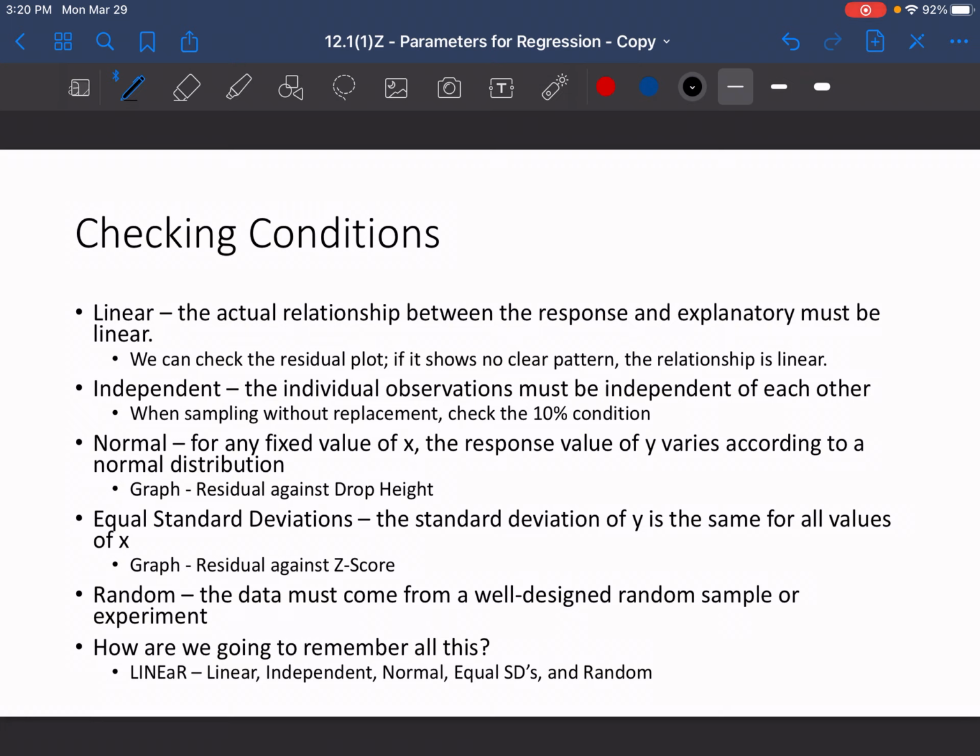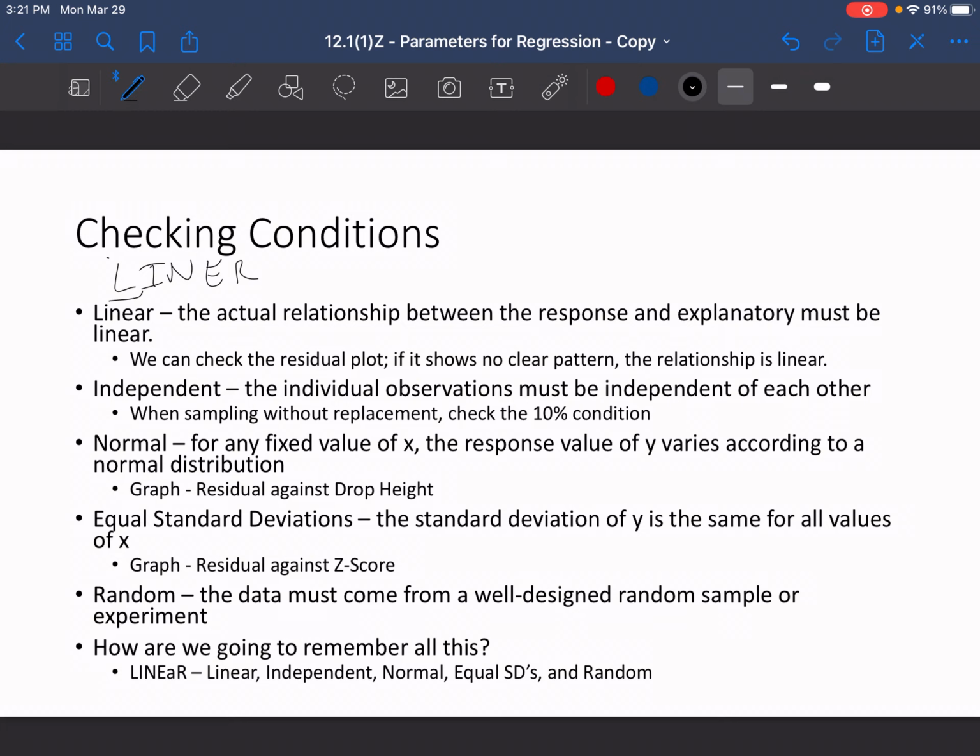Now, let's look at checking conditions. Okay, and checking conditions is going to be semi-similar to what we've been looking at for the last few chapters, but it's actually going to add quite a bit more. And so really the acronym that we want to look at for this is, when we're asked to check conditions for a regression line, we think LINER. Okay, so that's our acronym in order to check this. So first we want to check to see if it's linear. Okay, and linear is going to be the actual relationship between the response and explanatory must be linear. We can check a residual plot, and if it shows no clear pattern, then that relationship is going to be linear.